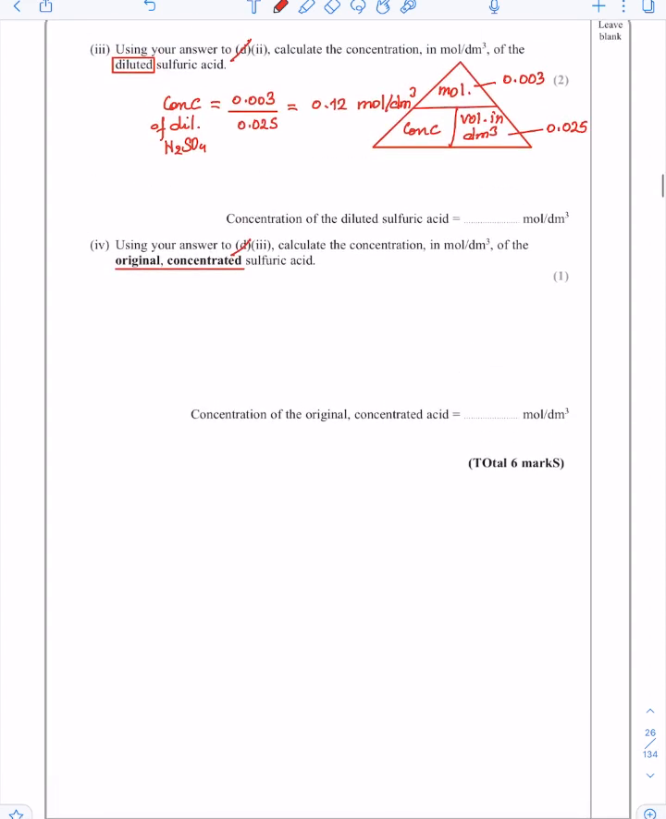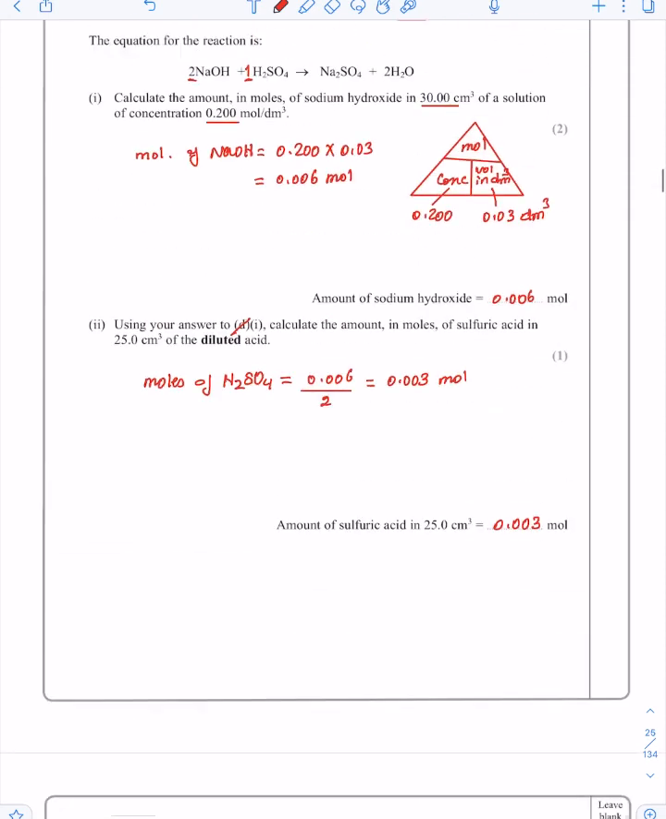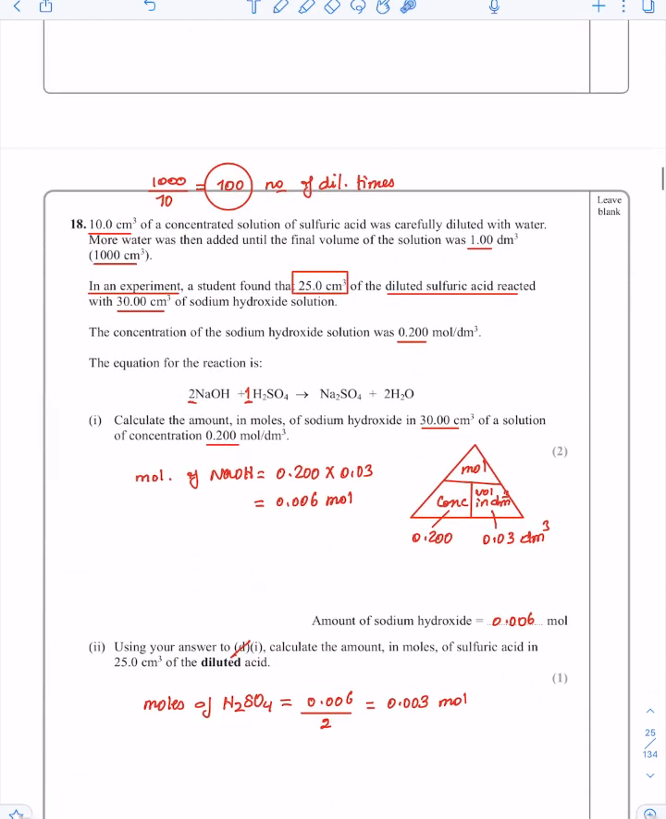يبقى لو diluted كنا مطلعين تركيزه 0.12، يبقى concentration of original concentrated sulfuric acid قد ايه؟ concentrated sulfuric acid is equal to concentration of diluted times 100. 100 دي اللي هي ايه؟ 100 دي اللي هي number of dilution times. يعني ايه؟ يعني قد ايه انت خففت السوليوشن؟ انت خففته 100 مرة.